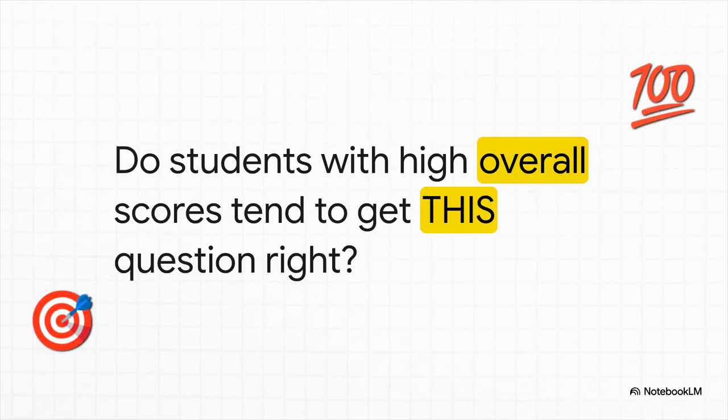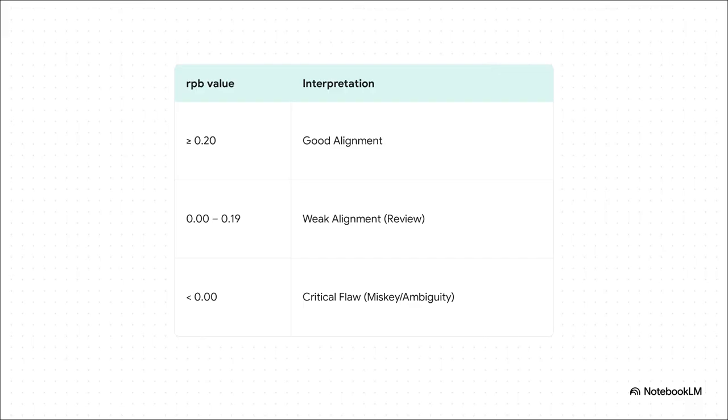It's asking a very simple, very logical question. Does getting this one item right correlate with getting a high score on the exam as a whole? For a good question, the answer should be a resounding yes. And here are the benchmarks for that. We're really hoping to see 0.20 or higher. A weak positive value, somewhere between 0 and 0.19, warrants a closer look. But a negative number? Whoa, that is a 5-alarm fire. That's the report screaming at you that your top-performing students are actually more likely to get this question wrong.